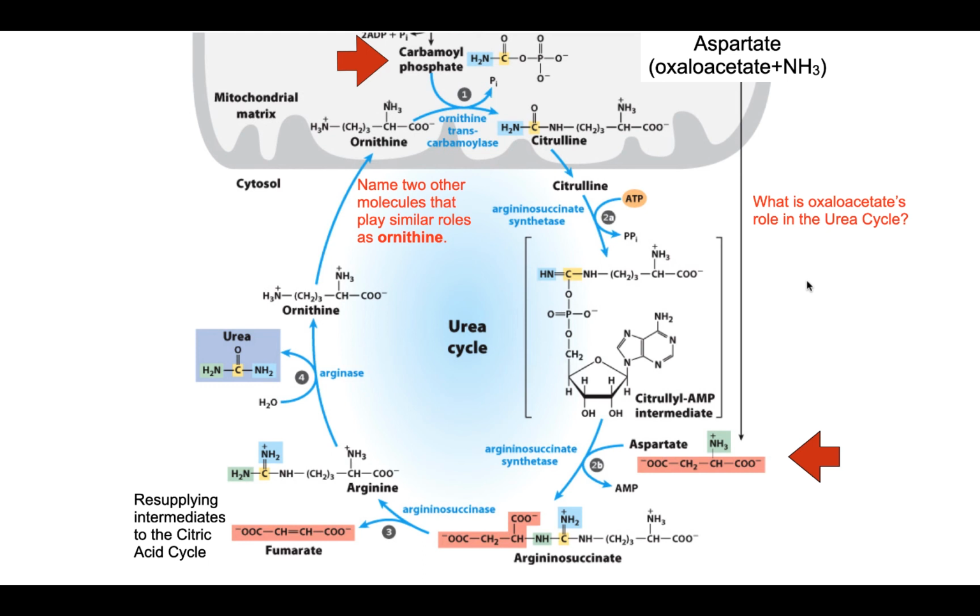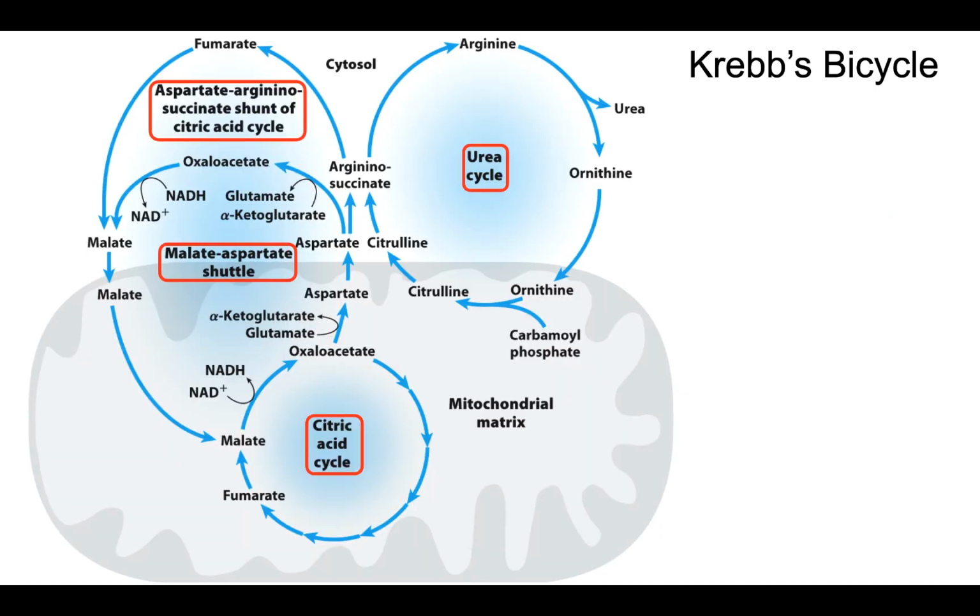Okay, now let's just remind ourselves, as we've used oxaloacetate to grab an amino group from the matrix, right? So basically traveling as aspartate, we are depleting the citric acid cycle. But, right, here we have fumarate that is released. That fumarate is going to go right back in and replace that oxaloacetate. So this cycle is not going to lead to any net loss of citric acid cycle intermediates. In fact, let's take a closer look at what's called the Krebs Bicycle.